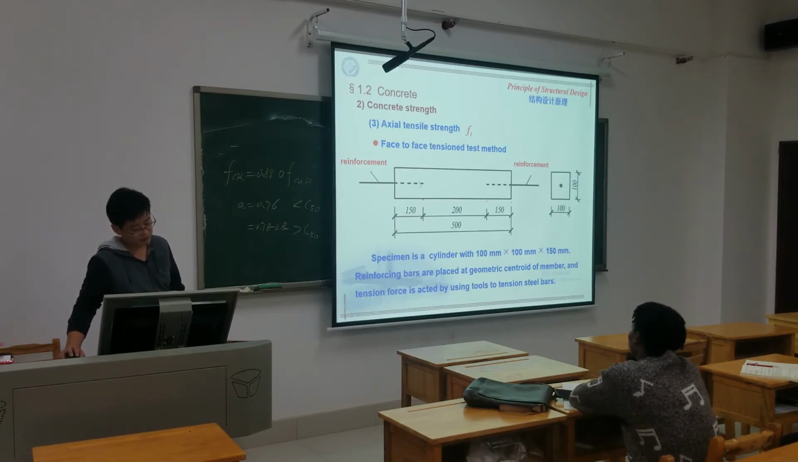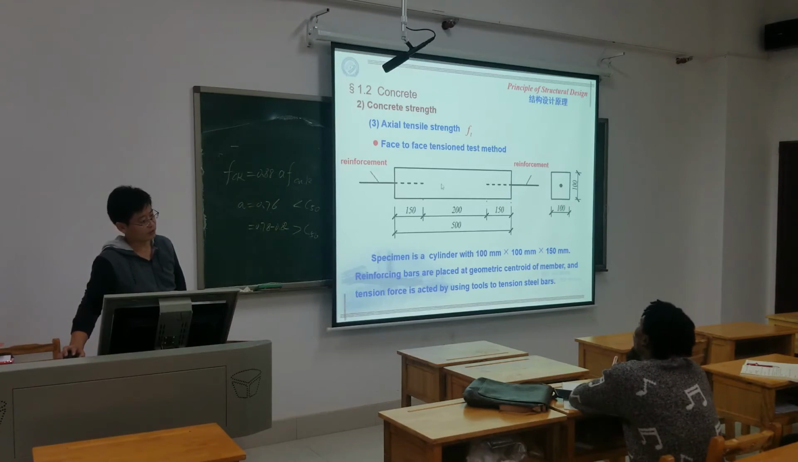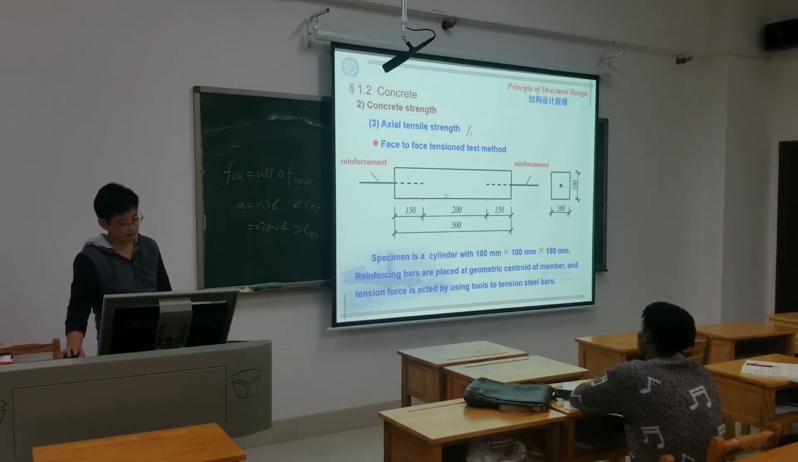Actually, when you do this test, you can imagine the failure mode at this part: the concrete cracks and breaks, while in the middle the concrete is good. Because the tensile strength of the steel bar is much higher than this concrete, of course the steel bar cannot break. Only the concrete breaks, giving the tensile strength.